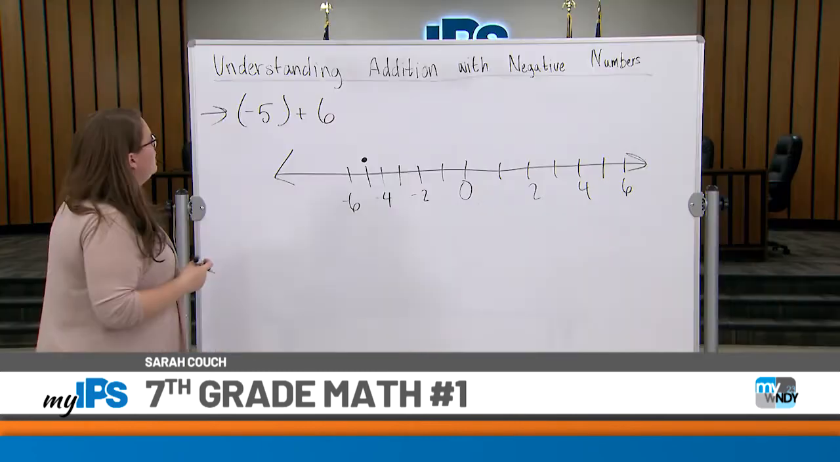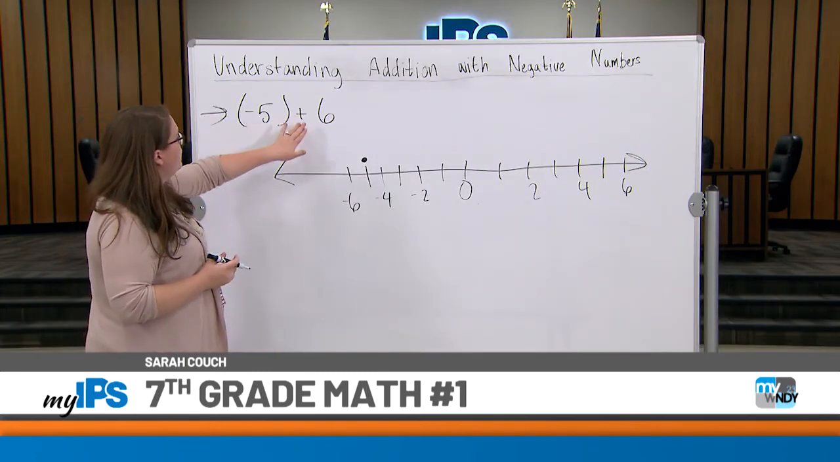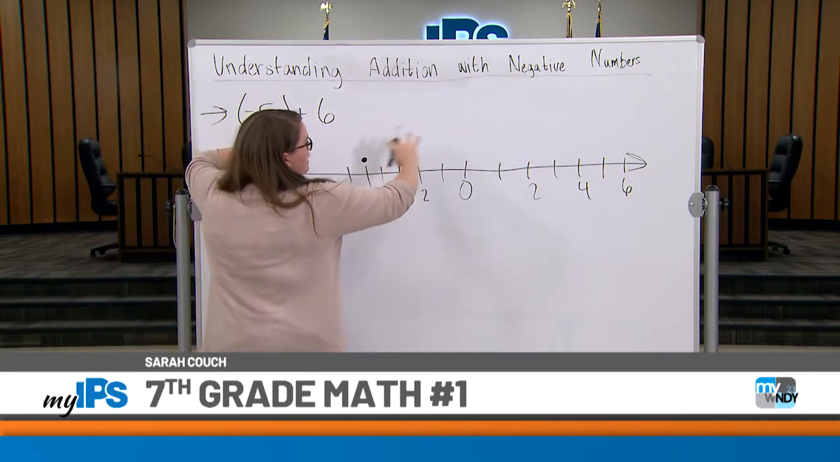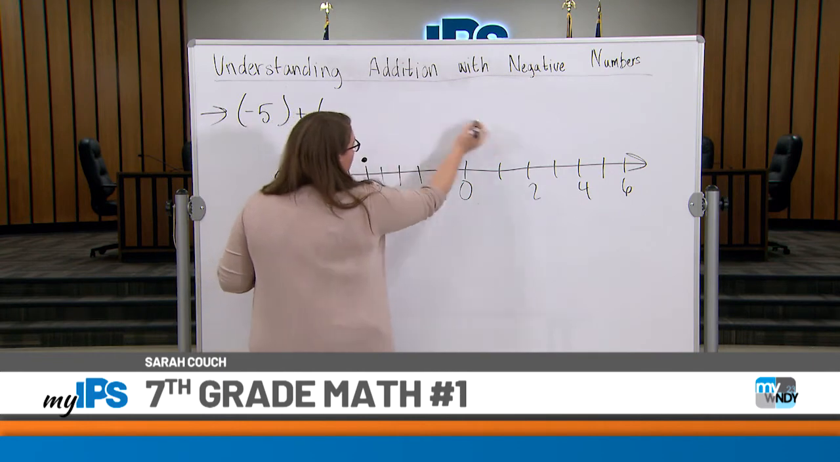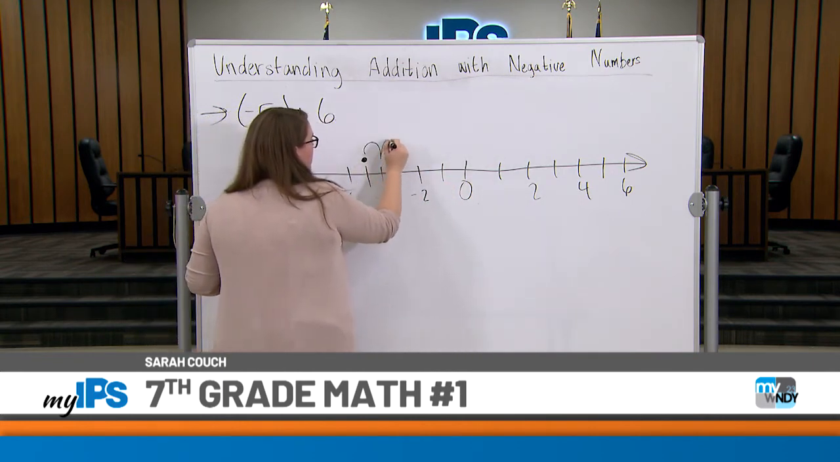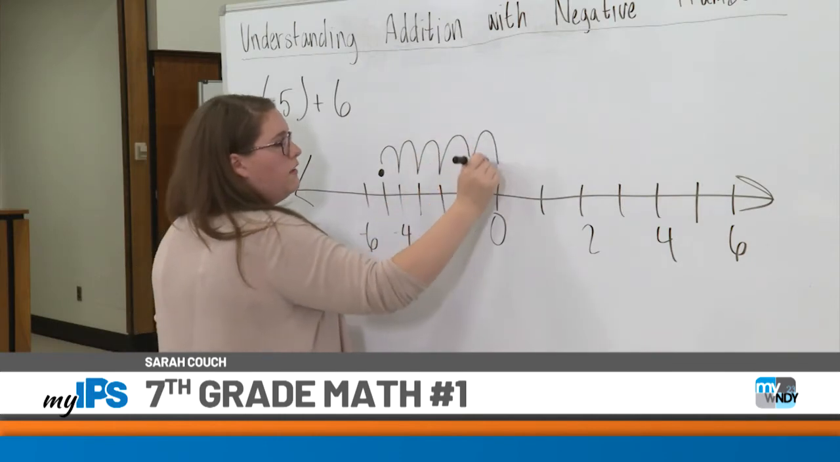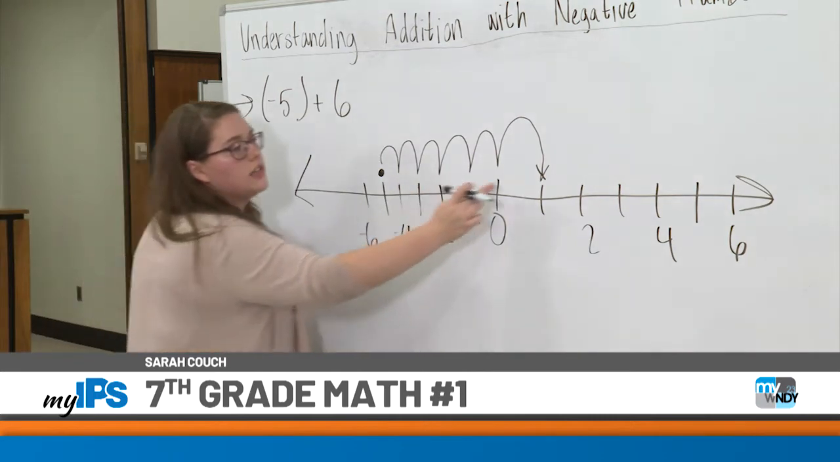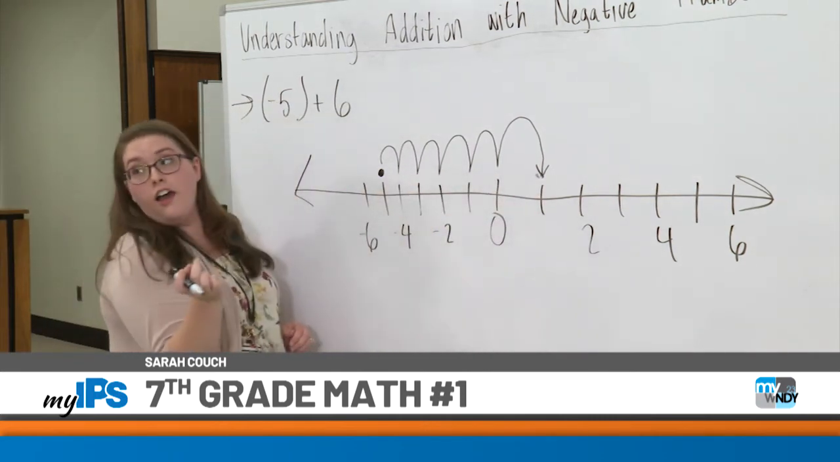Okay, easy. The next part, we're going to add. All right, so when we are going to increase in a value, we're going to go to the right on our number line. So we're going to go to the right 6 times. We're going to go 1, 2, 3, 4, 5, 6. That's going to land us right here at what value, kids? 1.